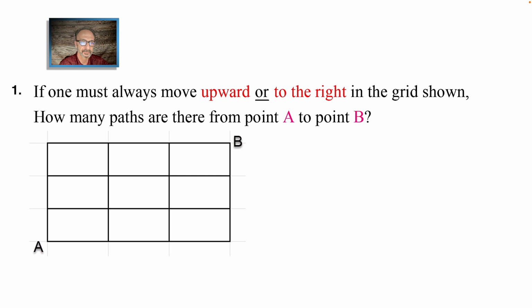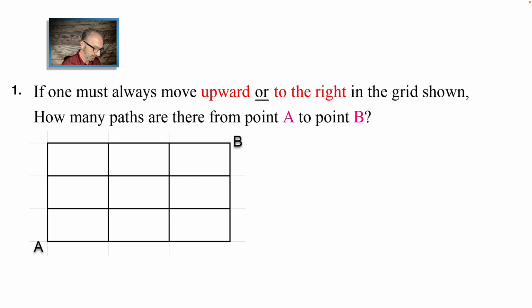Let's get started. Number 1. To go from A to B, before I give you the answer, we need to understand what's going on. It looks like we could go from A to B as an option this way, going up, up, up, right, right, right. That's one option. Or we could go up, right, up, right, up, right. That's a way to see what's going on, but that's not a good way to count them all.